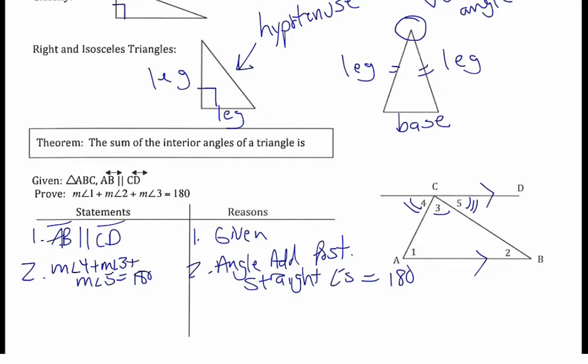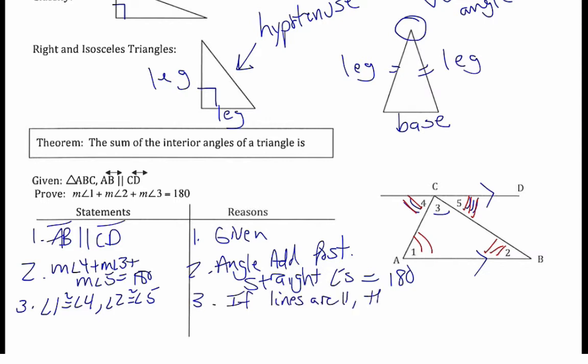Now I'm going to use the idea of the parallel lines to say, angle 1 is alternate interior to angle 4, and so is angle 2 alternate interior to angle 5. And if those lines are parallel, which they are, that means angle 1 is congruent to angle 4, and angle 2 is congruent to angle 5. So if my lines are parallel, then my alternate interior angles are congruent.